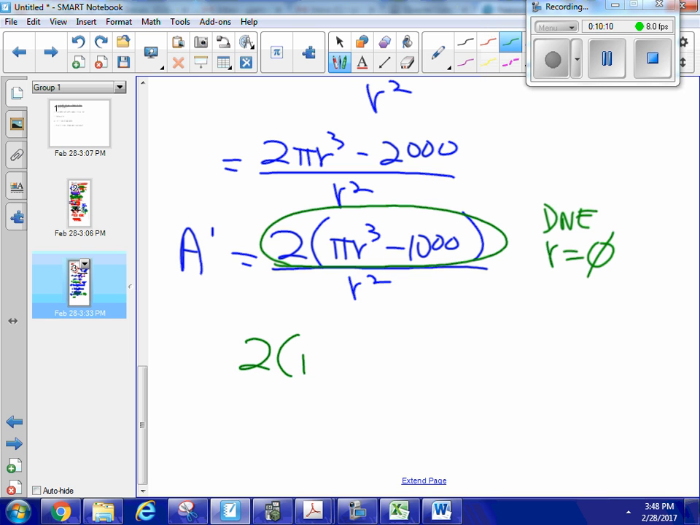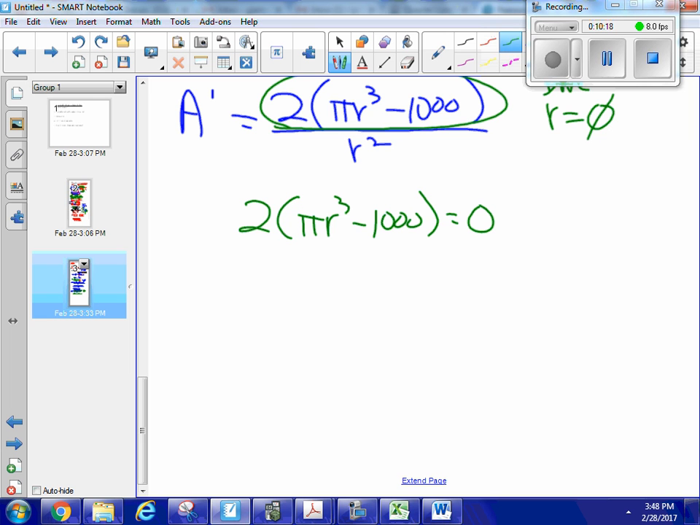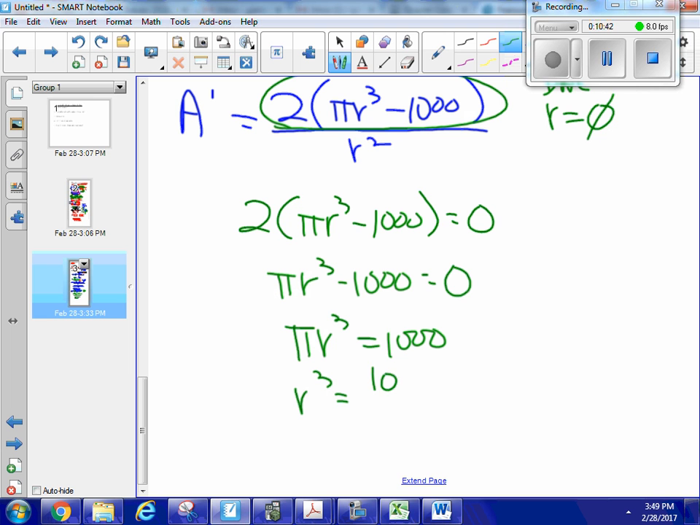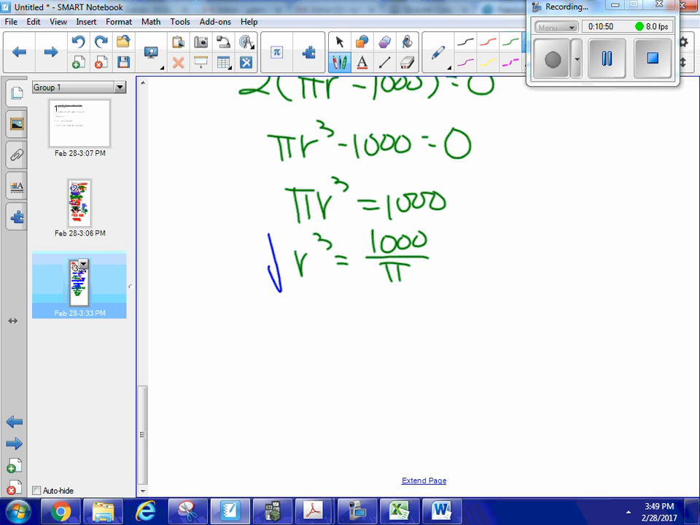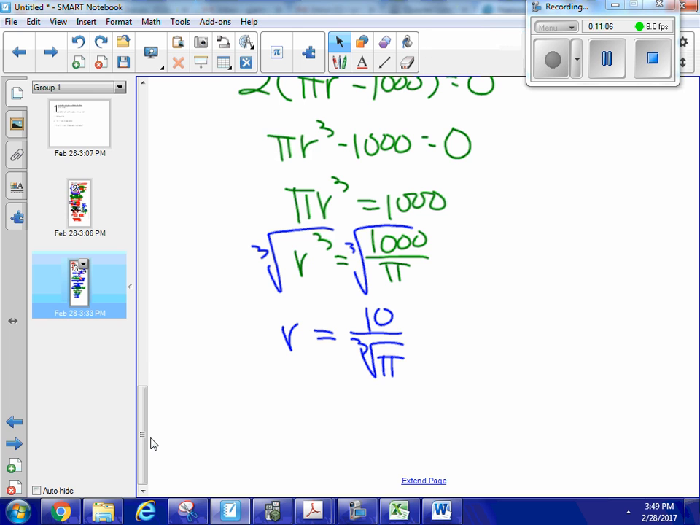So I have 2 pi r cubed minus 1,000 is equal to 0. I can divide both sides by 2 and just get pi r cubed minus 1,000 is equal to 0. And I can get pi r cubed is equal to 1,000, or r cubed is equal to 1,000 divided by pi. And if I take the cube root of both sides, I get r is equal to 10 divided by the cube root of pi.